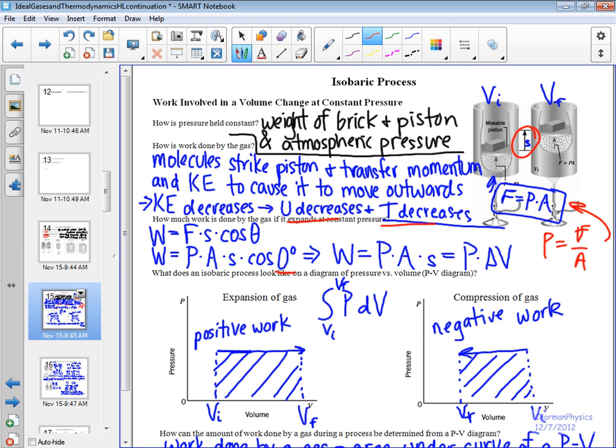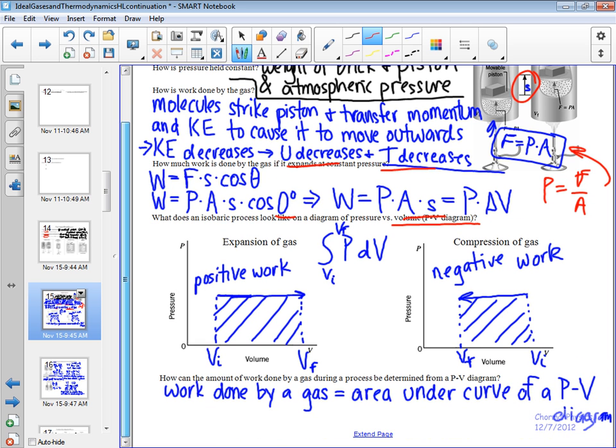We can substitute that in for force. And the area times the displacement of the piston is going to be equal to the change in the volume of our system. So the work that's done is just equal to the pressure, which is constant, times the change in volume. So if we graph this on a pressure versus volume diagram, which is a common type of diagram that we look at in thermodynamics, we see there's no change in pressure, so it's just going to be a horizontal line.